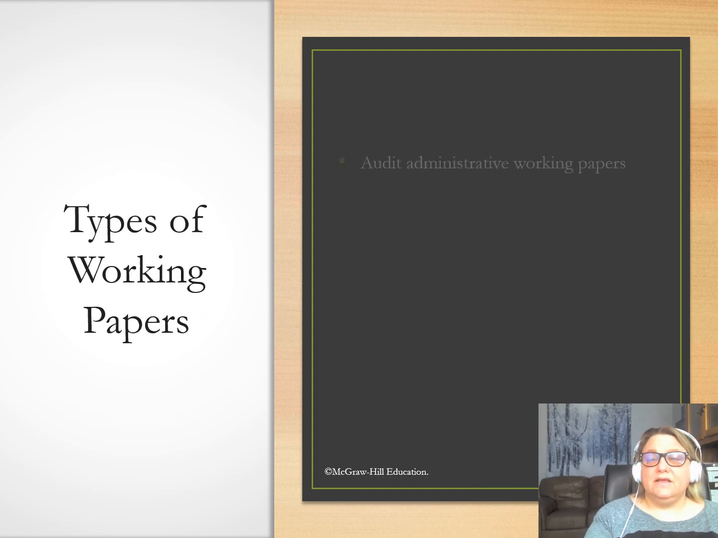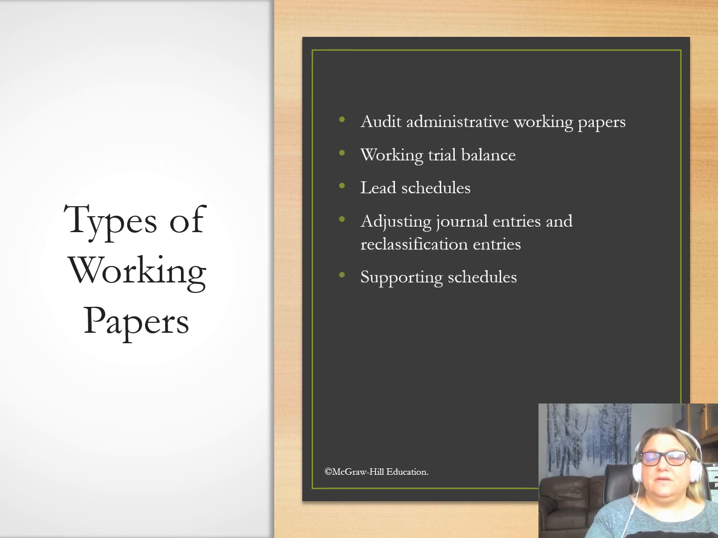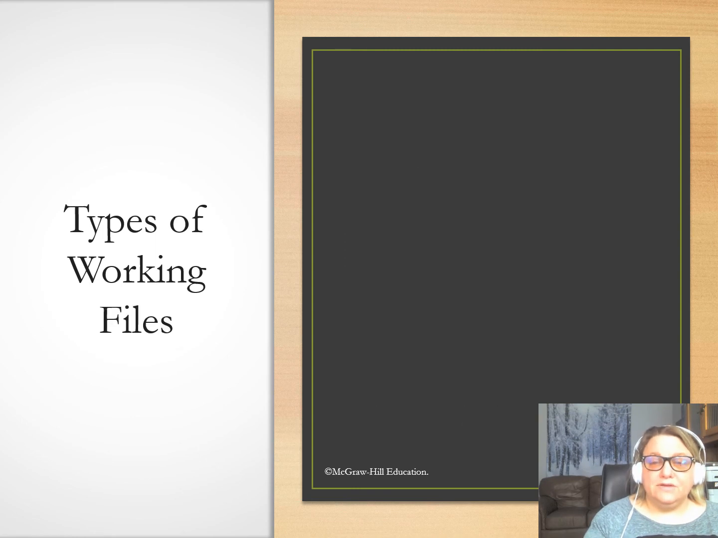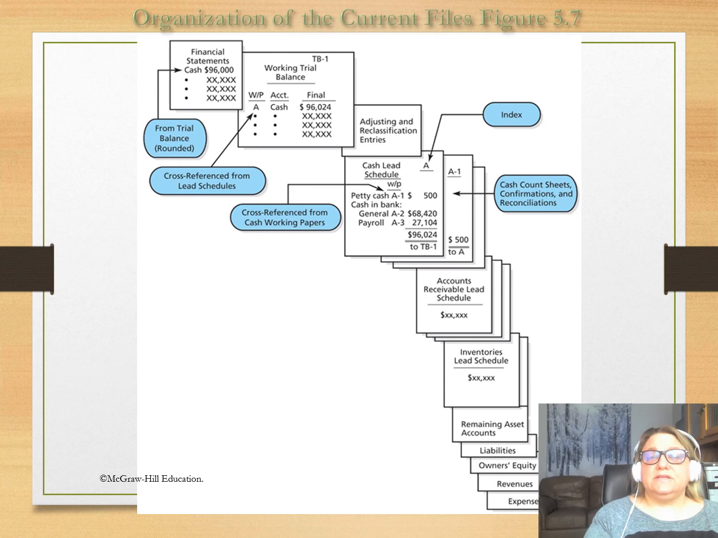Okay, and then here are our types of working papers. This is what you would use. Again, these are all the different things that you would use. Administrative papers, working trial balances, schedules, analyses, reconciliations, computational working papers, and of course, corroboration of documents. The current files are the files that you're working on right now. The permanent files are items of continuing audit interest. And then here is a nice little graph. You can see the way they have nicely worked this out for you and the working paper.